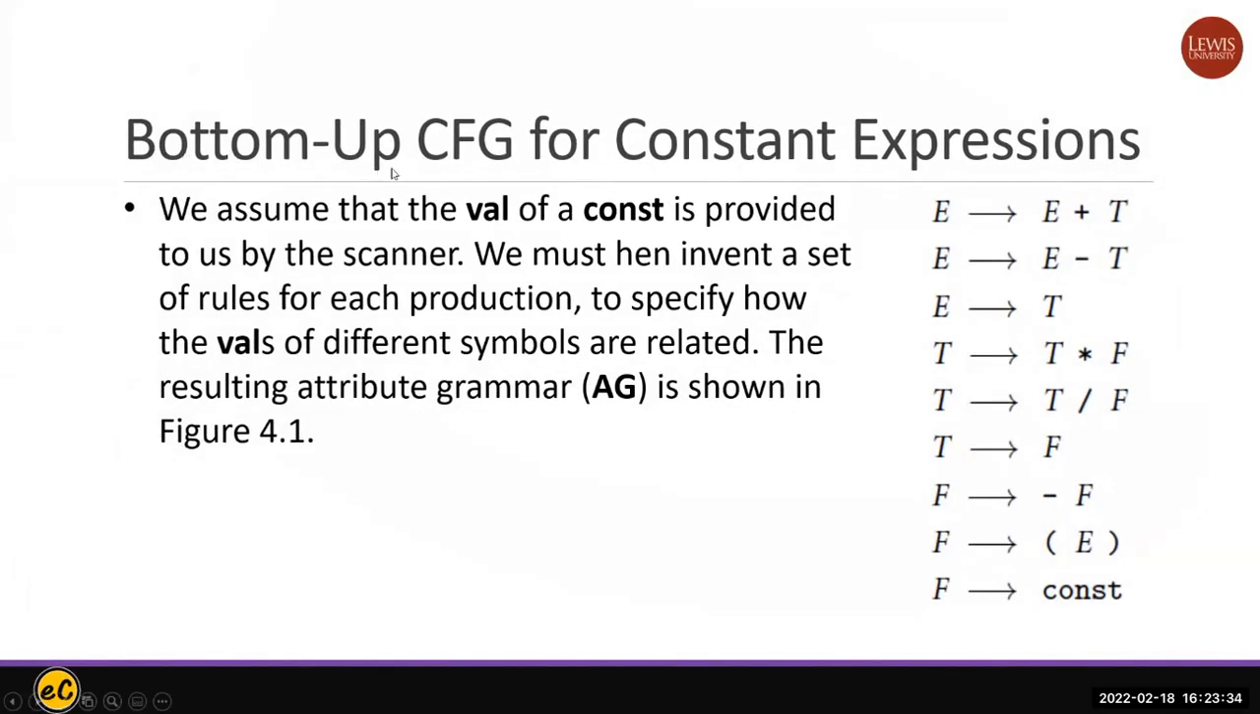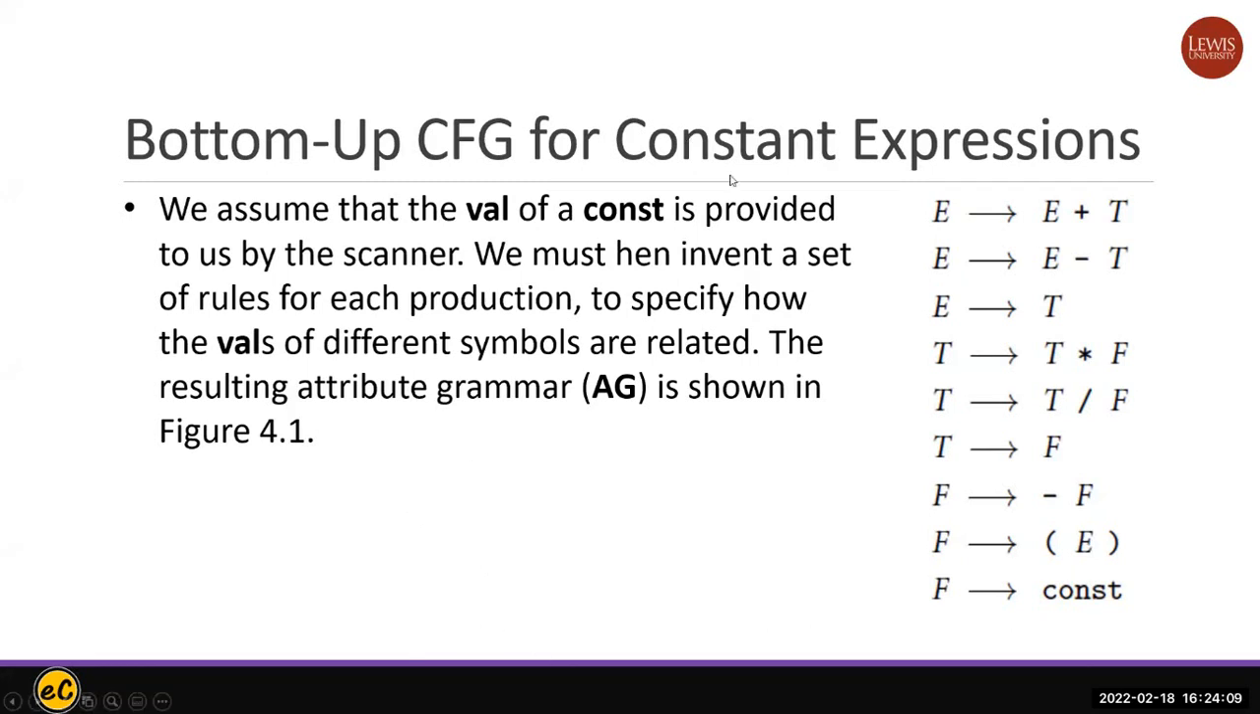Here we have the bottom-up context-free grammar for constant expressions. We are assuming that the value of a constant is provided by the scanner. So the value of the factor is very easy. These so-called context-free grammars can have a declaration, or we call it an attribute grammar, as the following. It's a grammar coming from context-free grammar, decorated into an attribute grammar, with declaration.